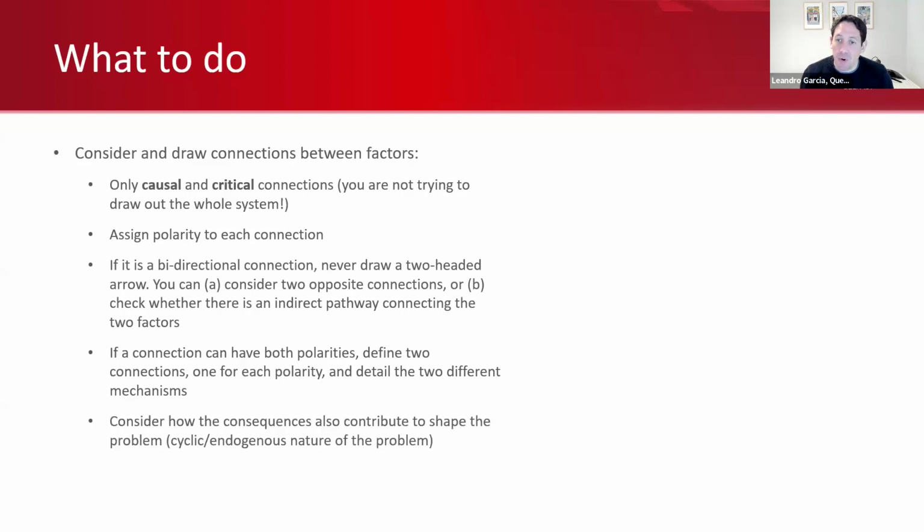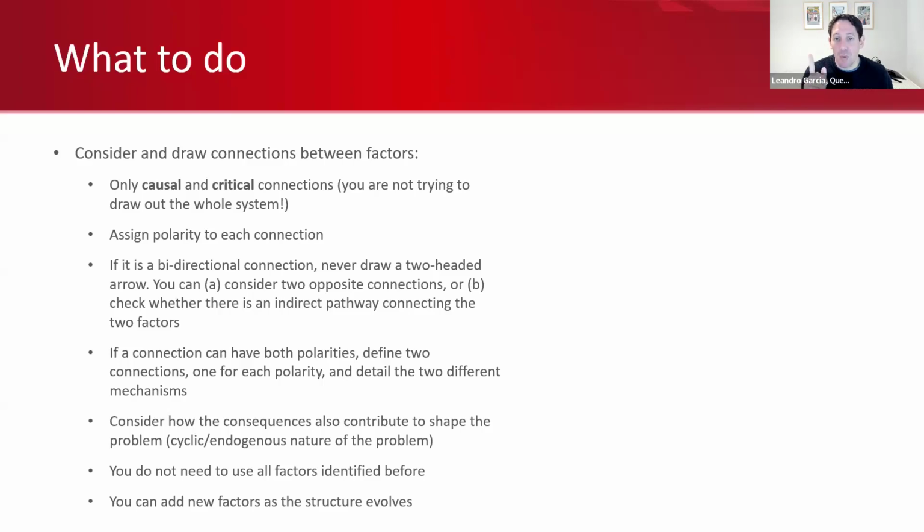Never forget to consider how the consequences also contribute to shape the problem, so the cyclic or endogenous nature of your problem, which is demonstrated by the feedback loops. You don't need to use all the factors identified before. Maybe there are factors that, in the structure you perceive, are not relevant anymore. Or you might consider adding new factors, because some of the explanatory pathways are not complete without the new factors that you need to add.